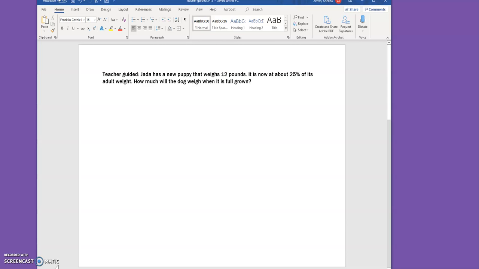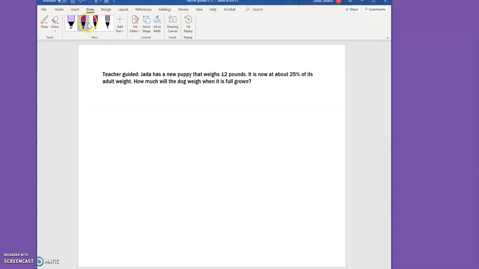This first problem I'll use a tape diagram to solve. So Jada has a new puppy and it weighs 12 pounds. It is now at 25% of its adult weight, and we're going to figure out how much it will weigh when it is full grown. First, I want to point out that full grown would be our 100% amount. So that's what we're going to be calculating.